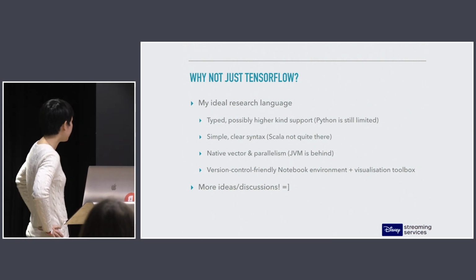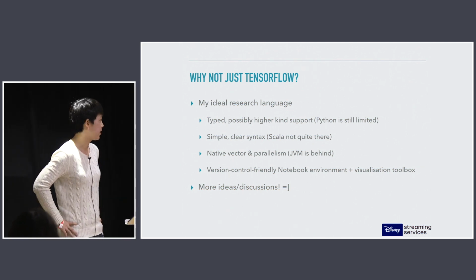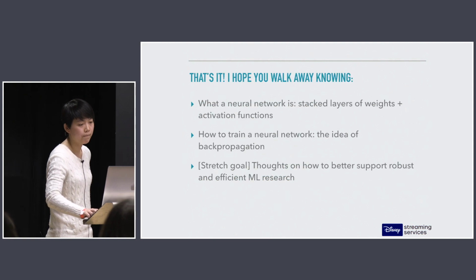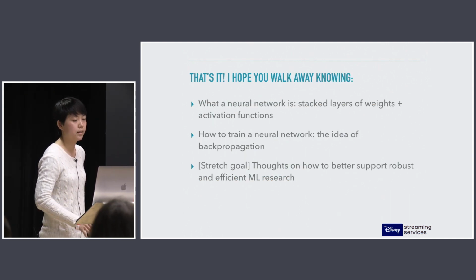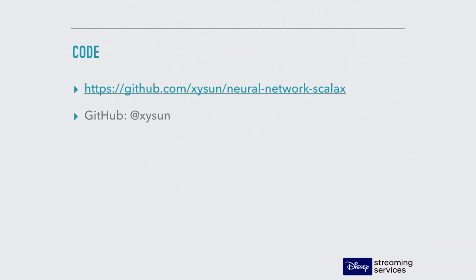And I'll be happy to hear more people's opinions on this, because this is something I actually thought about a lot. So yeah, this is basically a summary slide: what is a neural network, how to train it, and think about how to do things better. And these are the code. That's it.